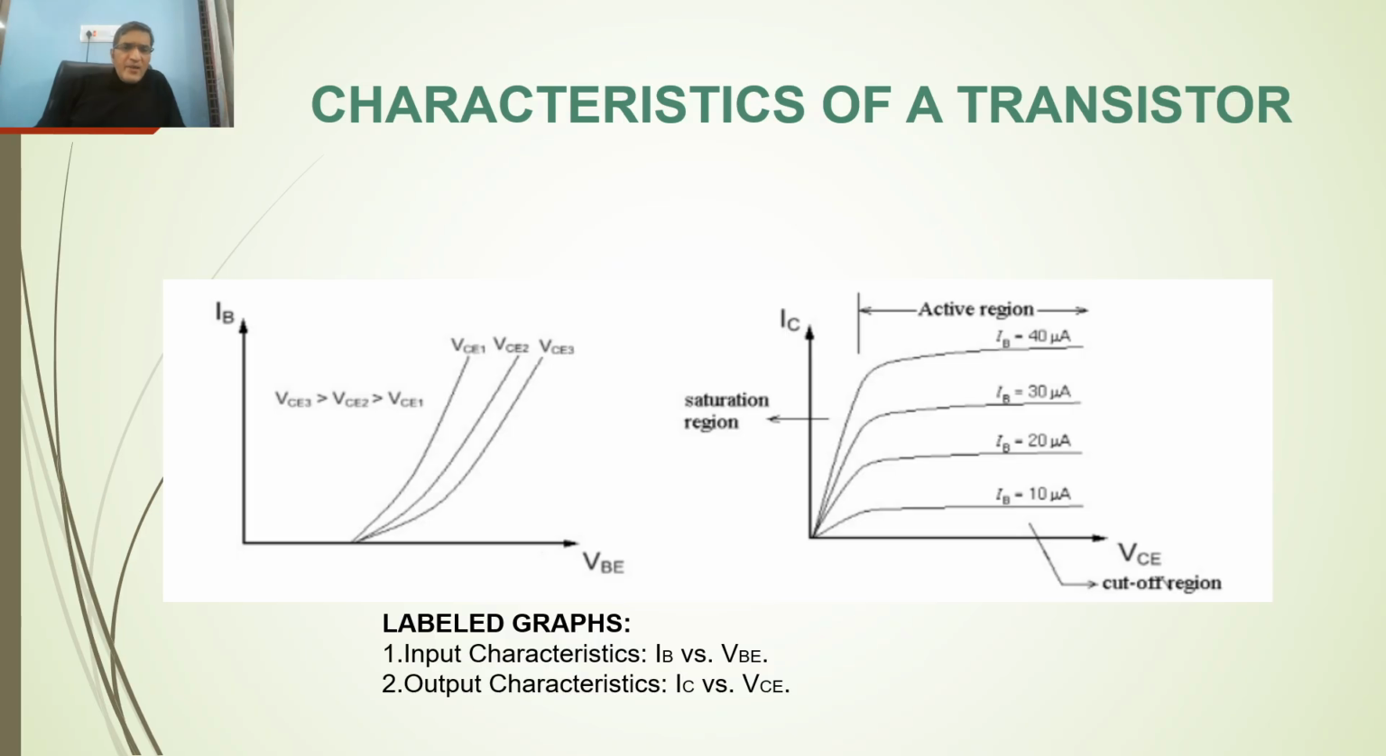The left-hand side curve is the input characteristics curve of a transistor, and it is just like a PN junction diode curve. Simply a base current, and on the x-axis we have the base emitter voltage. As we increase the collector to emitter voltage, the curve is slightly shifted, and it is just like a junction diode curve. After a knee voltage, the current varies linearly with the base to emitter voltage. It is as simple as a diode junction curve.